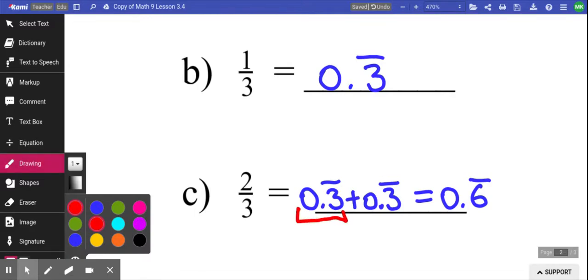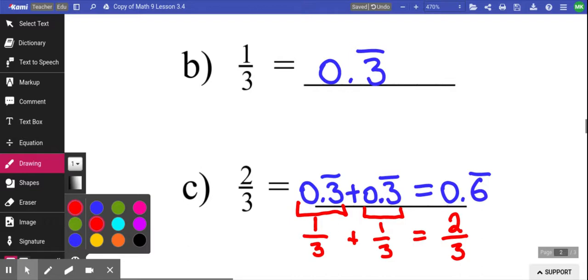This is 1/3. This is 1/3. That equals 2/3. Right? That's the idea of what we're doing here when we're converting to decimals. You don't have to have every decimal memorized. You just need a few and some strategies to add. Two-thirds seems to be one you guys like to memorize for whatever reason. It just sticks in your head.